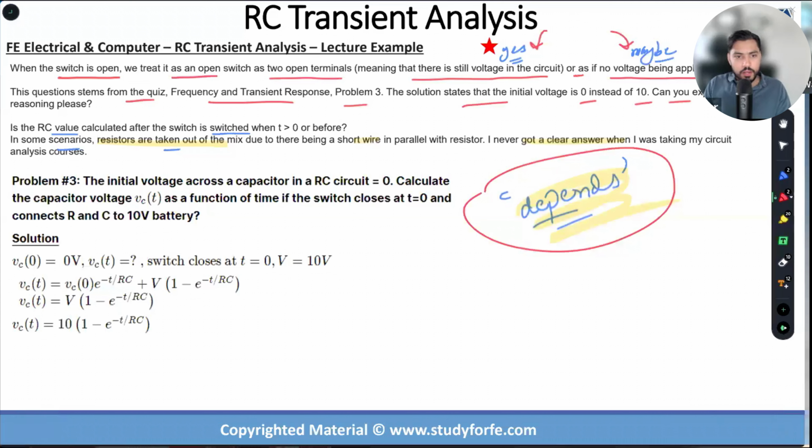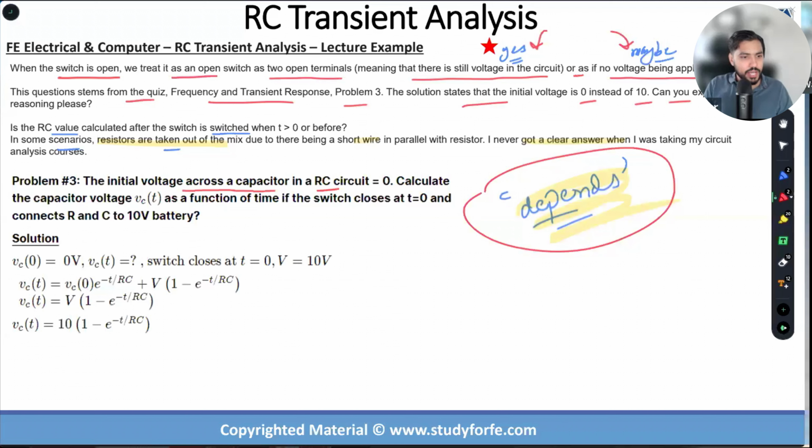Okay. Now let's read through this very simple, straightforward question. I think this is a 1-minute problem. If you have enough practice and understanding of how to deal with the RC transient analysis problems, this is not even a 3-minute problem. And the student has a list of doubts around it. Okay, so let's see how we deal with it systematically. The initial voltage across a capacitor in an RC circuit is equal to 0.